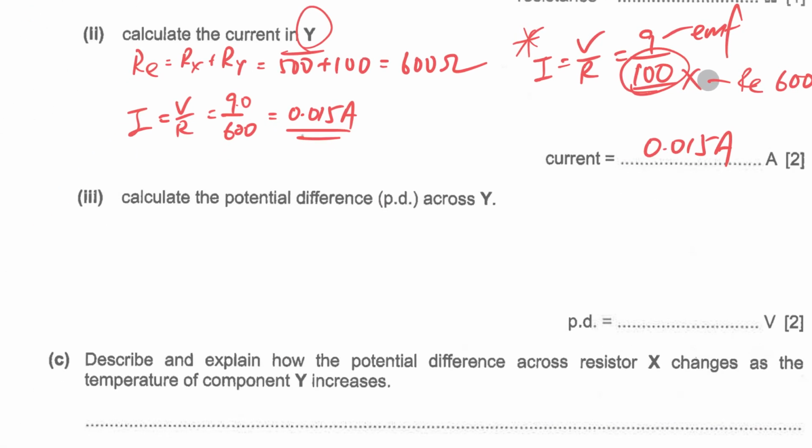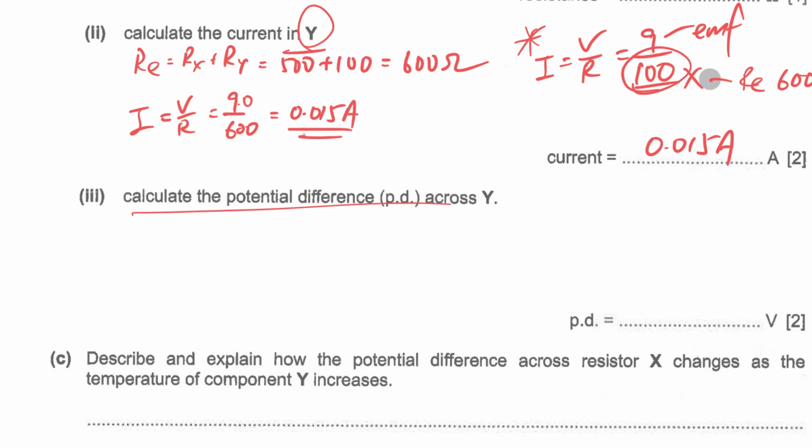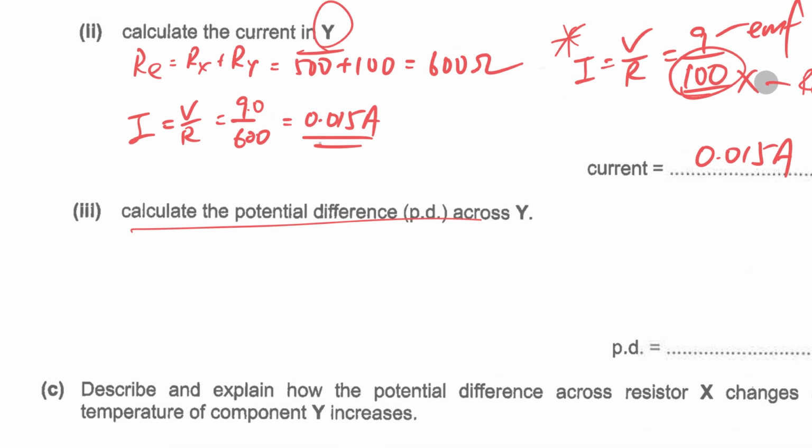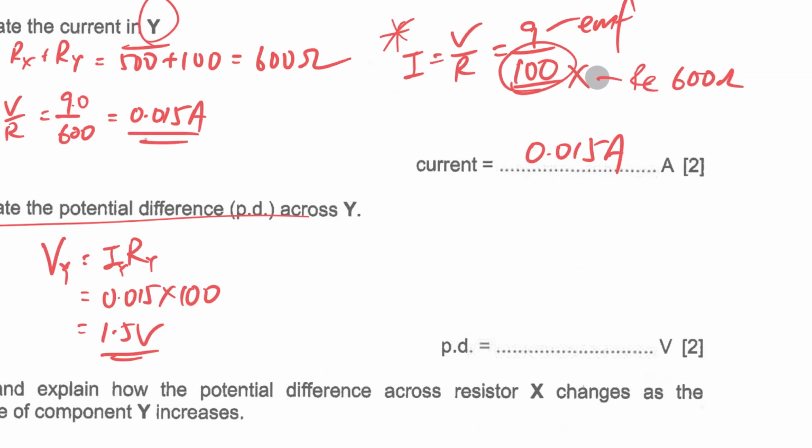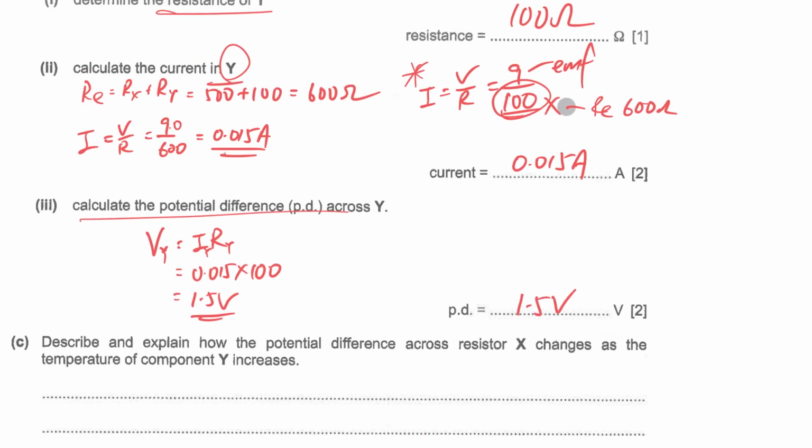Then for part 3, they ask you to find the potential difference across Y. That's very simple. You have the current flowing through Y and the resistance of Y. So 0.015 times the resistance 100, so there will be 1.5 volt, which is very straightforward, your simple DC circuit calculation.